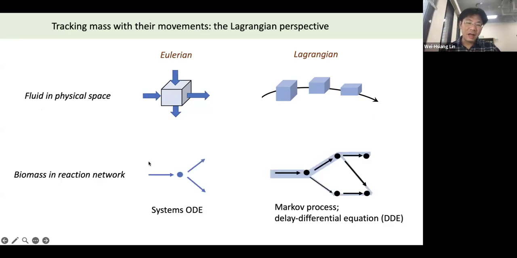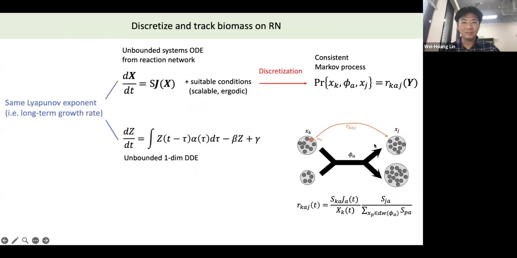In a reaction network, we can have a similar analogy. You can focus on one node and study biomass coming in and going out of this node. This will be the influx and efflux for biomass. But also, if you assume the biomass is conserved, you cannot destroy mass. It needs to go to a certain node, and you can track this mass. Then you can have a Lagrangian perspective for the biomass to move. And then you can write down a Markov process. And in certain cases, you can convert this into a DDE. This is the motivation for what I'm doing.